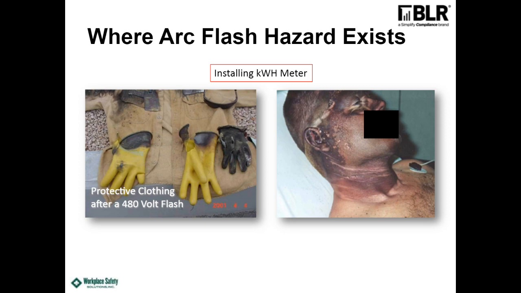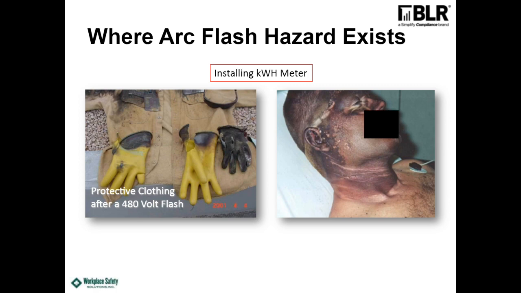So he had gloves and leather protectors and arc-rated clothing, so that's all good, and that gave him the protection that he needed. Under his neck, where the arc-rated clothing was, it gave him full protection. Notice the glove on the left-hand side of the picture. That's got a burn on the finger.